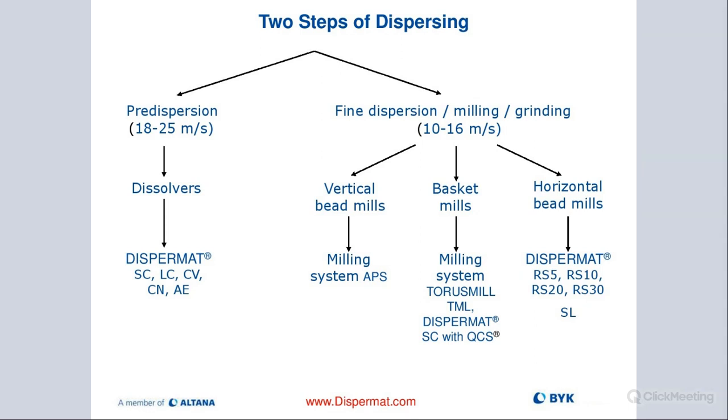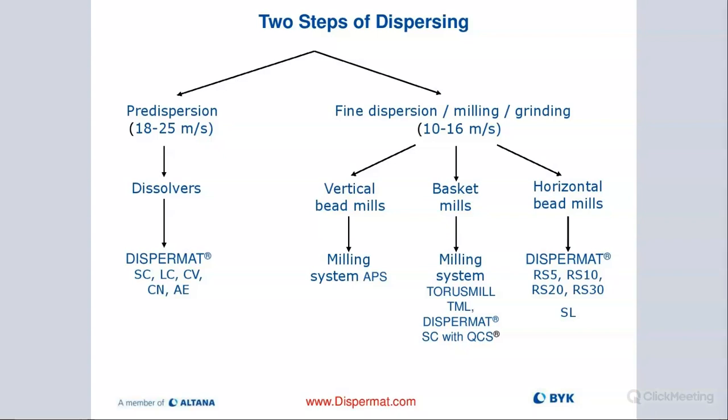So critical to remember here that dispersing is a 2-step process. So we have our pre-dispersion process where we use the Cowles blade, again, 18 to 25 meters per second, and that is done with the dissolvers. And then we have our media milling or fine grinding or fine dispersing, where we are reducing our milling speed, the speed of our milling disc or rotor. We're reducing it down between 10 to 16 meters per second.